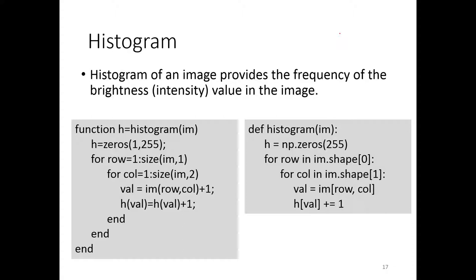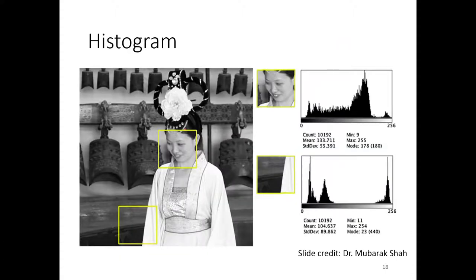Another concept I'd like to talk about is the histogram. I'm sure you know what a histogram is from many other classes, maybe introductory statistics. It's basically just counting. In this case, for a grayscale image, each pixel can have a value from 0 to 255, so we just count, for each value, how many pixels have that value. For example, look at this nice looking lady here.